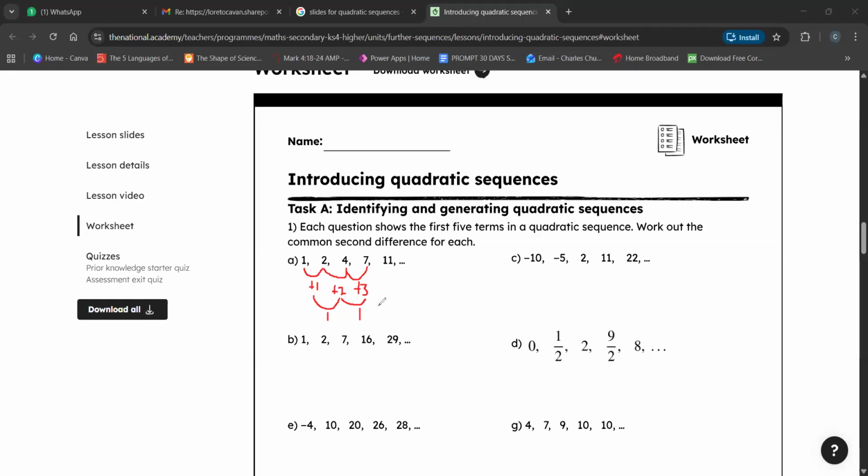Now I think the aspect that we may want to equally look at is the general format for quadratic sequences and how they look. That's ax squared plus bx plus c, the typical format of a quadratic expression. But I want to know if you understood this concept here. Yes, I do. Okay.